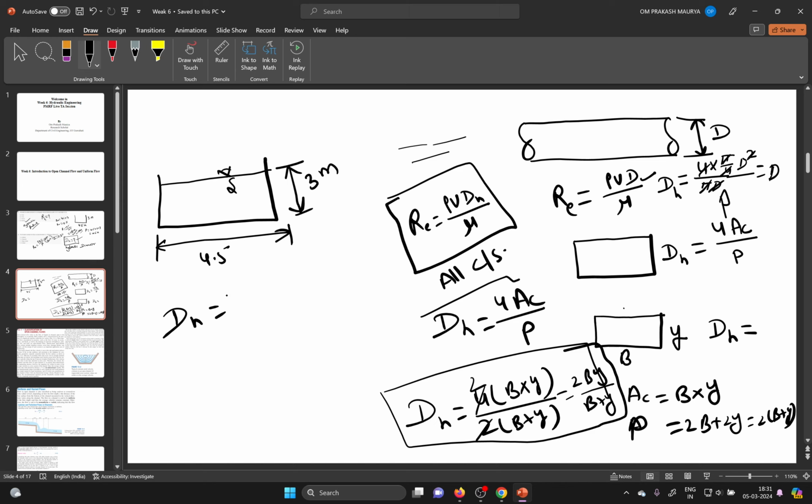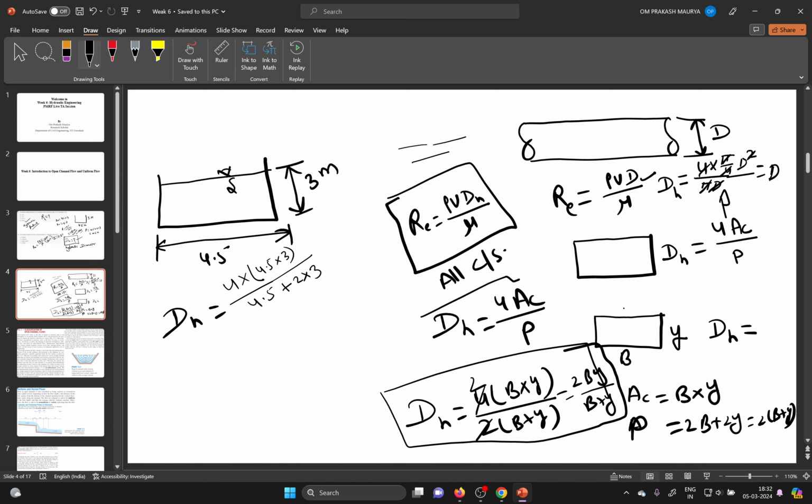Okay, so here the area is 4. That is the formula. First of all, 4 into the area of cross section, how much? 4.5 into 3, divided by the wetted perimeter. Wetted perimeter how much? 4.5 plus 2 times 3. Here we do not consider the 2 times b because of the open top, there is no wall at the top, so only these.